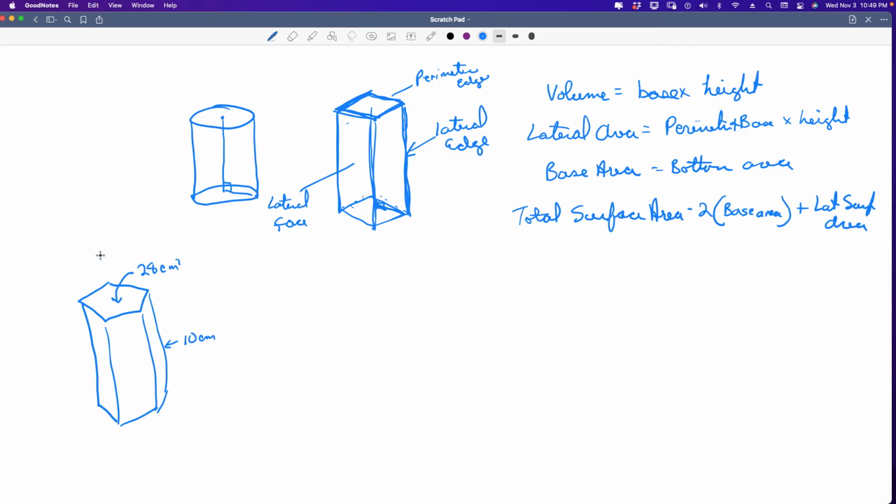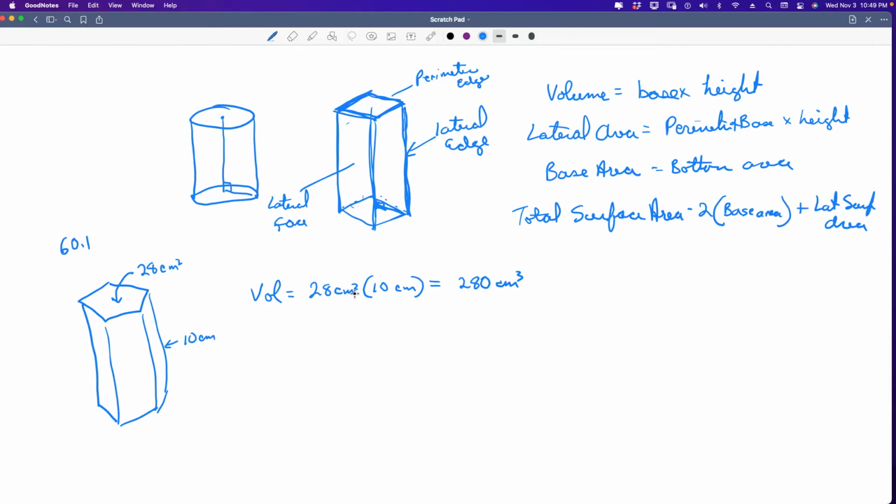Now this is 60.1. In order to find the volume, we are going to need the base times the height. So 28 centimeters square times 10 centimeters is going to equal 280 centimeters cubed. That's it. That's our volume. Easy peasy. They gave us this dimension and this dimension, and we just had to multiply them together. Done.